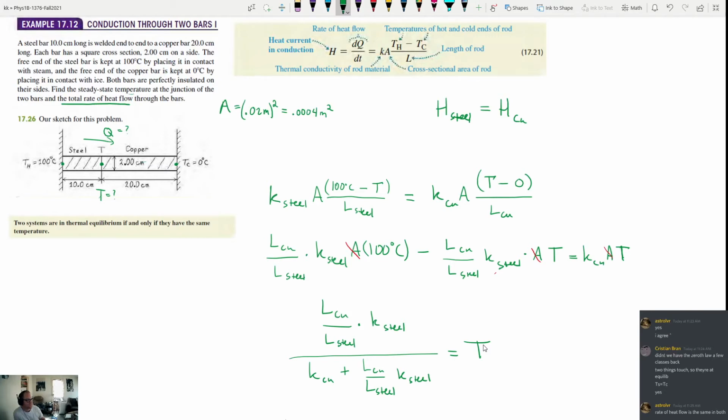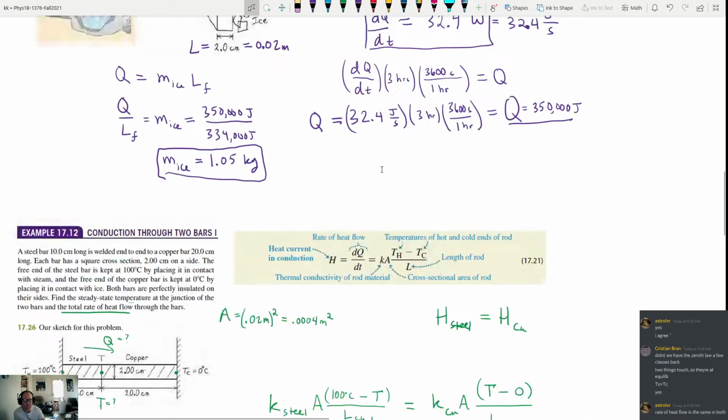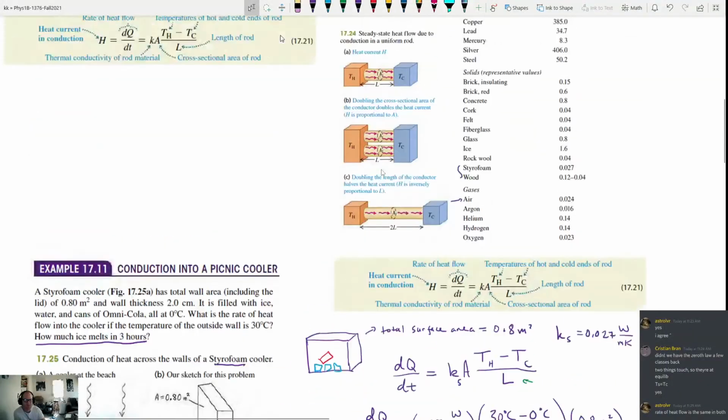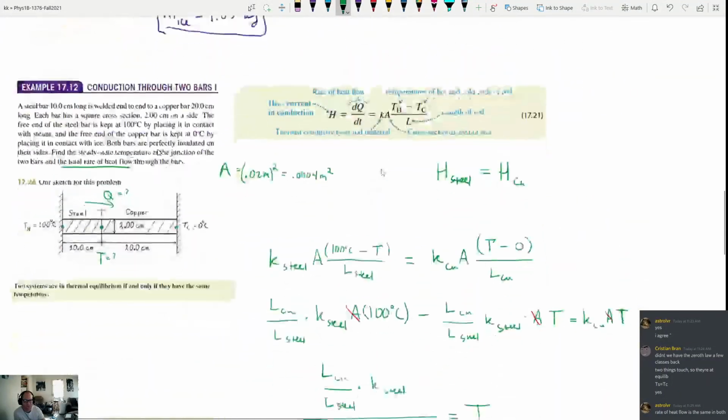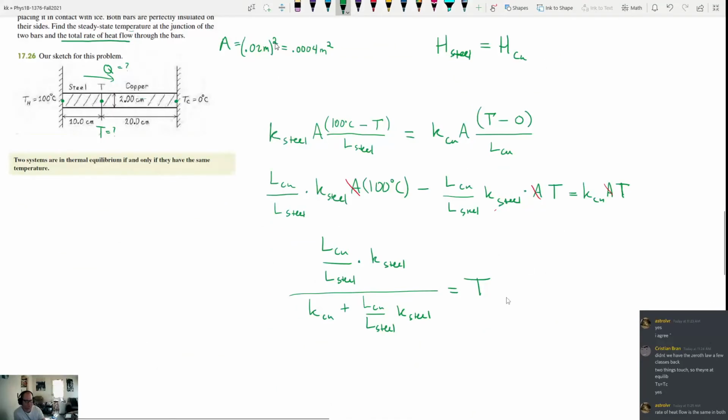Does that look right? Does the algebra seem reasonable? How are we going to get temperature out of what I just wrote? What are the units for K again? K is watts per meter Kelvin. I must have done something wrong. Times 100, that's what I left off. That seems more reasonable.